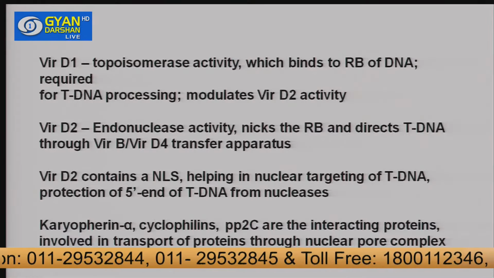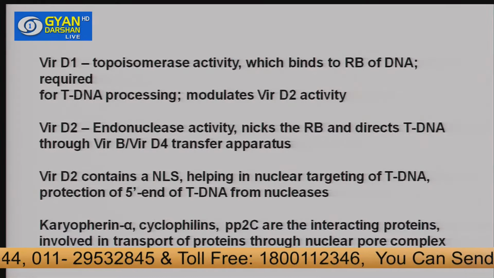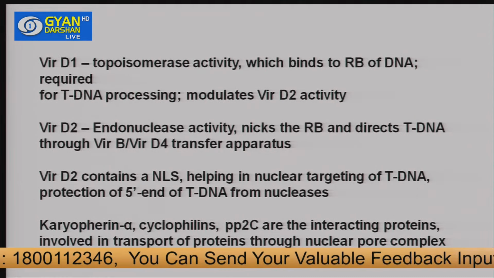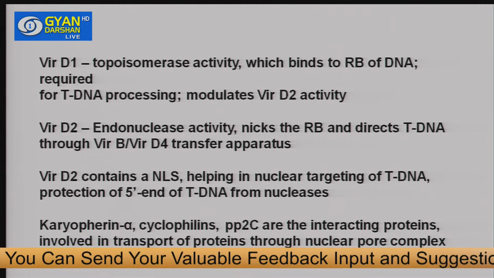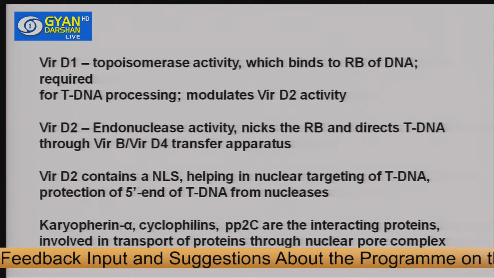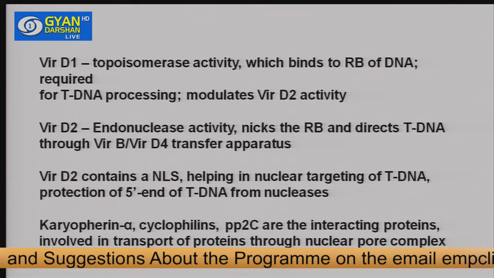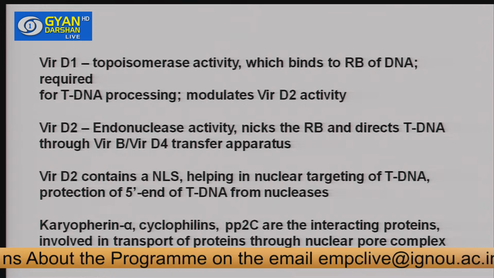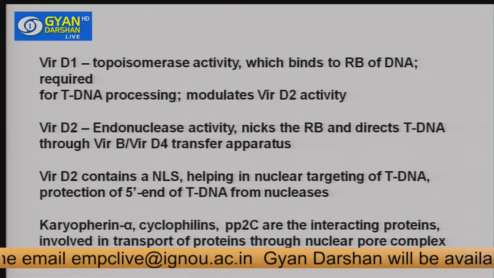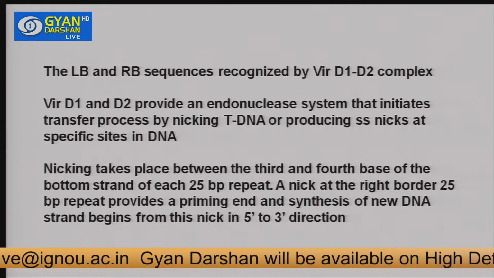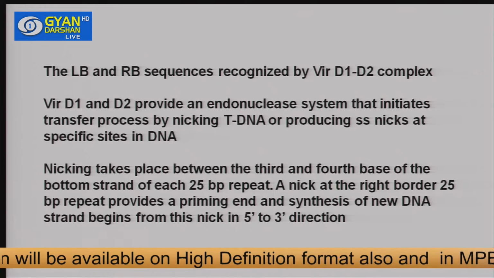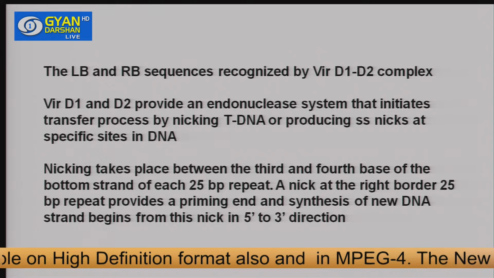But transformation through Agrobacterium is a nuclear transformation, meaning that the DNA will be integrated only into the nuclear genome, and for that some of the VIR genes are responsible, like VIR-D2. So VIR-D2 has a number of activities to play. Karyopherin alpha, cyclophilins, PP2Cs are the interacting proteins involved in the transfer of proteins through the nuclear pore complex. So VD1 and VD2 provide an endonuclease system which initiates the nicking process.